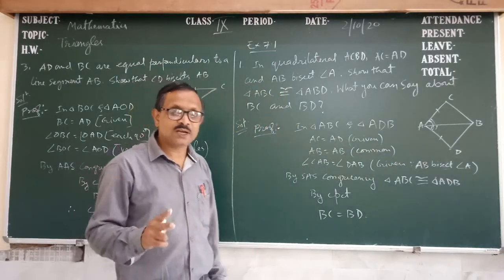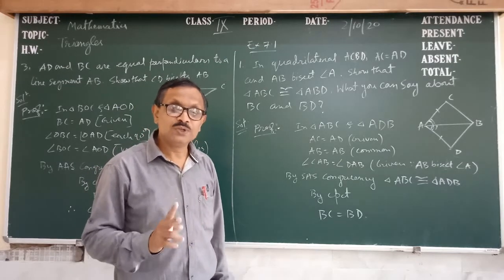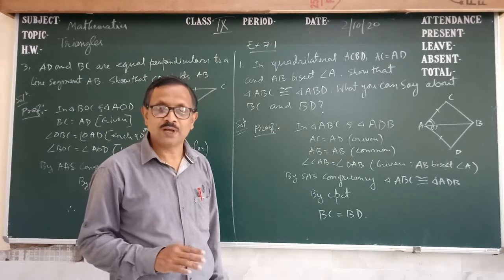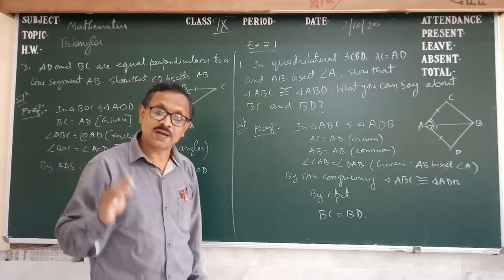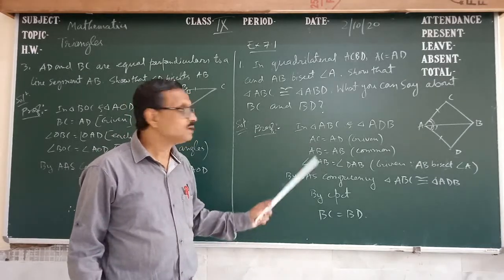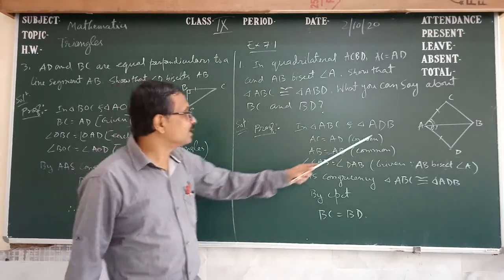In both the triangles there are three sides and three angles. Now we have to find out which corresponding angles are equal and which corresponding sides are equal, and why they are equal. And on the basis of the criteria of congruency, we will find the congruency of the triangles.